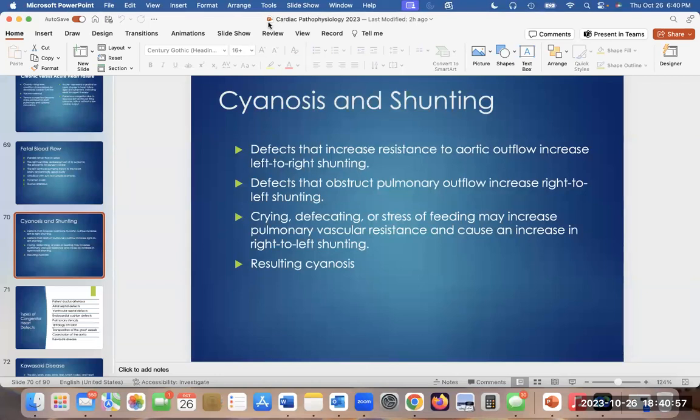But with shunting, I just know that it affects how the blood skips. So it goes from right to left and it skips the lungs, I think, something like that. It does something where it skips a part. I think that's what it does. I'm not 100% sure, so I would just say look into that.